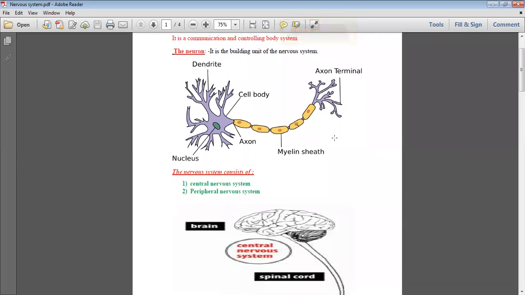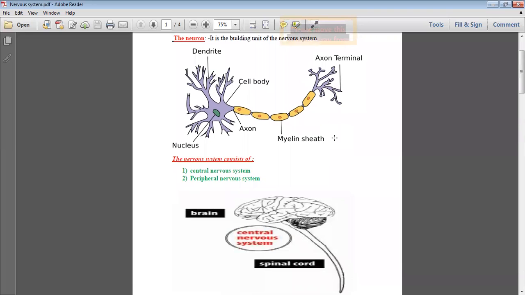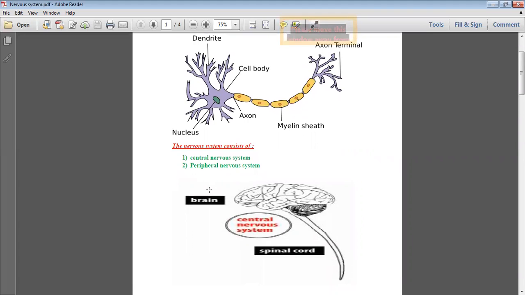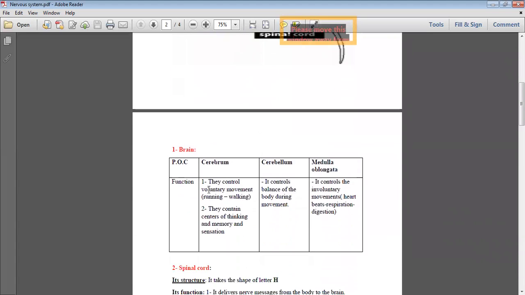Okay? Now, the nervous system consists of the central nervous system, which contains the brain and the spinal cord, and the peripheral nervous system, which contains all other nerves that are coming out from the brain and the spinal cord. So, one more time. Central nervous system contains the brain and the spinal cord. The peripheral nervous system contains the nerves that are coming out from the brain and the spinal cord. Okay? So let's talk about the central first.